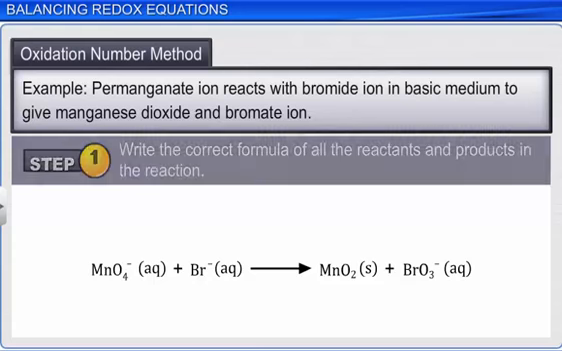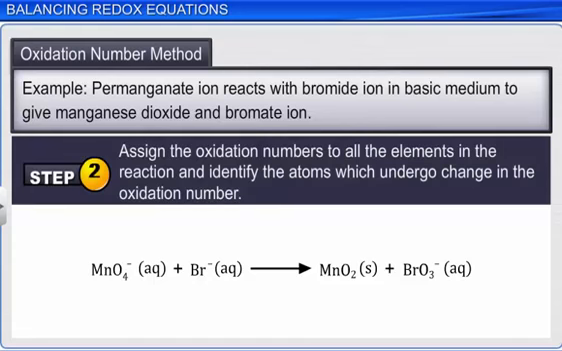The second step involves assigning the oxidation numbers to all the elements in the reaction and also identifying the atoms which undergo change in the oxidation number. We know that in polyatomic ions, the sum of the oxidation numbers of all atoms in the ion is equal to the charge on the ion. Thus, the oxidation number of manganese in permanganate ion may be calculated as follows.